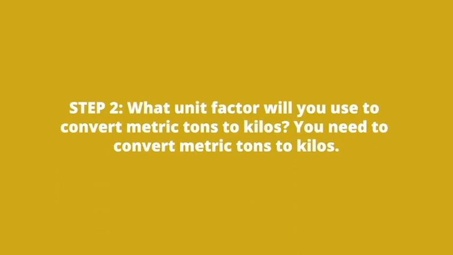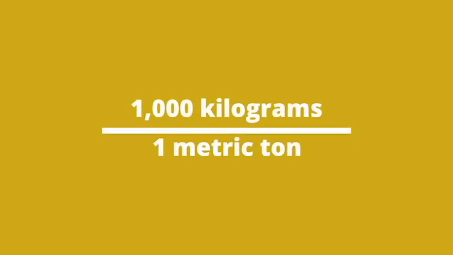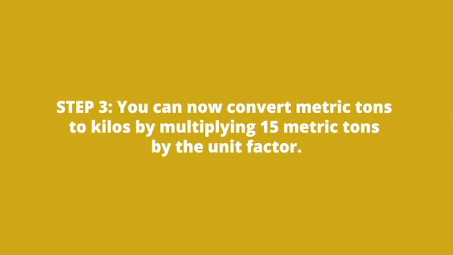Step 2. What unit factor will you use to convert metric tons to kilos? You need to convert metric tons to kilos. You know that there are 1,000 kilos in 1 metric ton. Your unit factor is 1,000 kilograms all over 1 metric ton. Step 3. You can now convert metric tons to kilos by multiplying 15 metric tons by the unit factor.